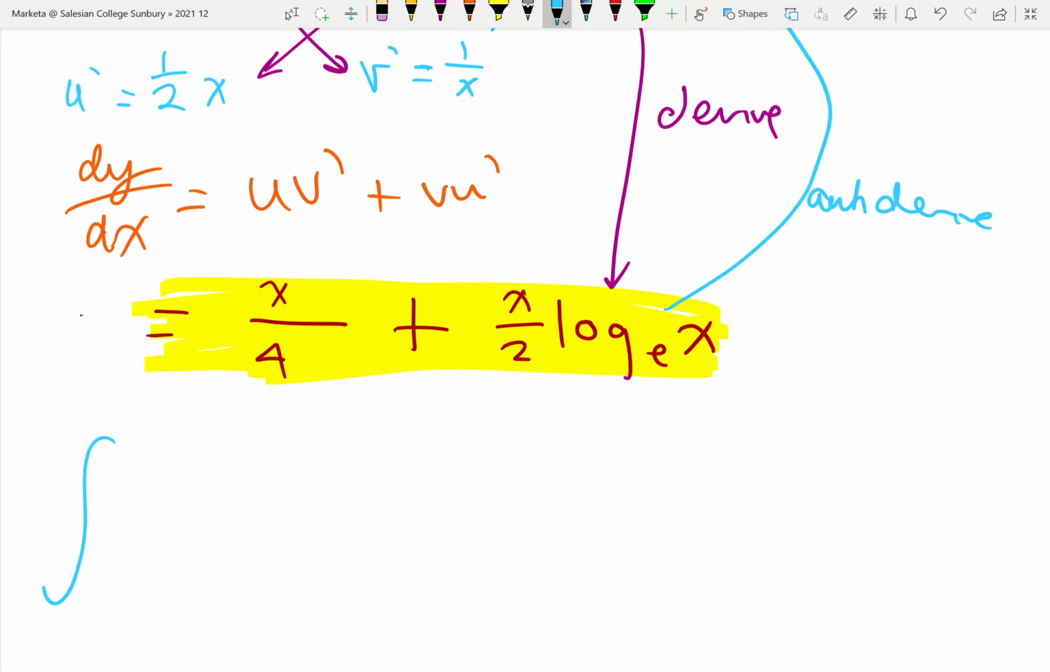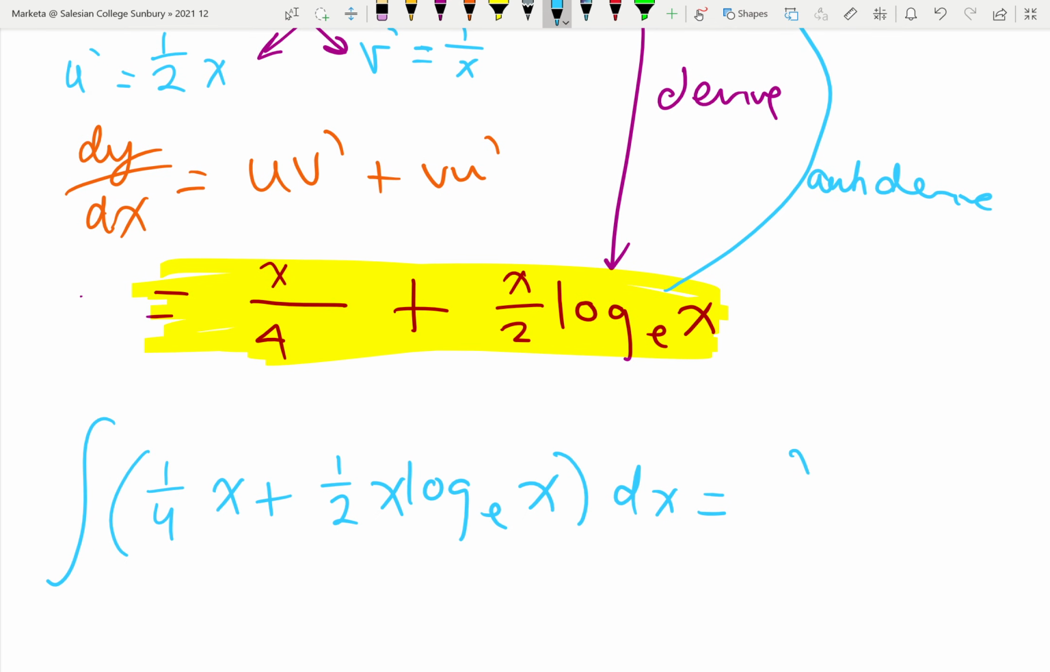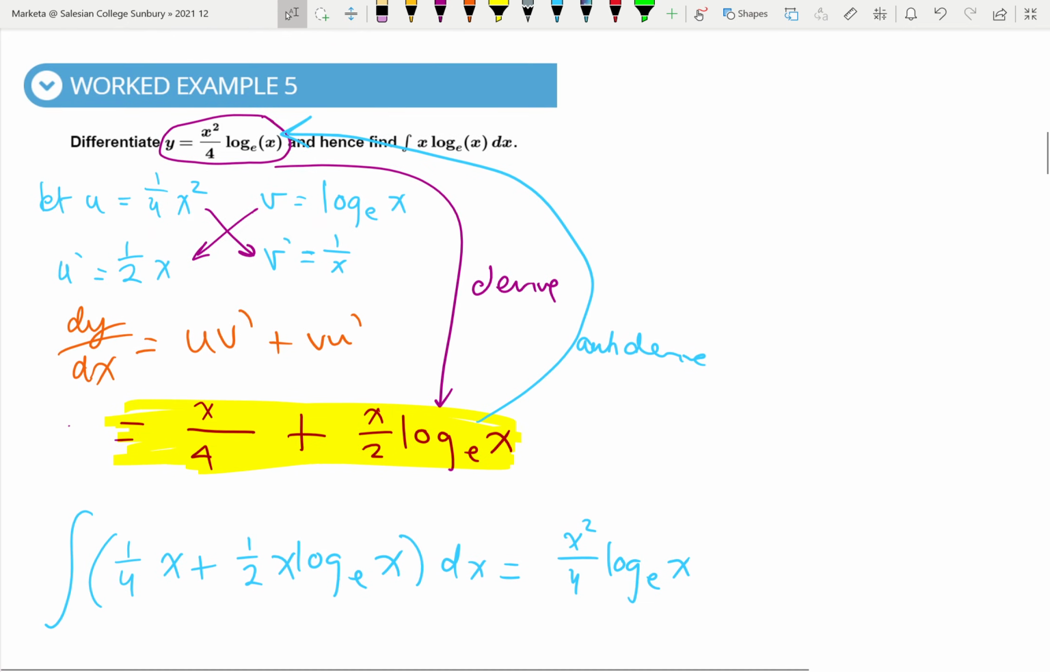So I should write that. And what I will write is the antiderivative of 1/4 x plus half x log ex dx equals x squared on 4 log ex. So notice that here I've chosen to put it as the quarter and the half without the x in the numerator. It doesn't really matter. Either way is fine. I just wrote it the other way that time. Doesn't matter which.